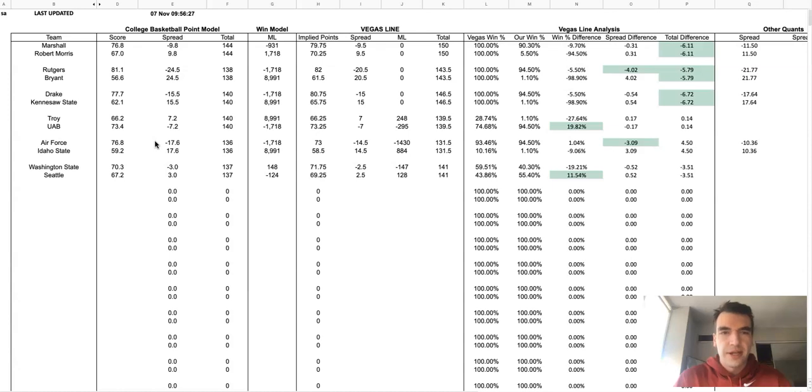Just going to try to break down my models now that college basketball has arrived. We have to go over the college basketball model and how it works. It looks pretty complicated, but after this tutorial I hope you understand it better, and then we'll move over and talk about a few of my other models.